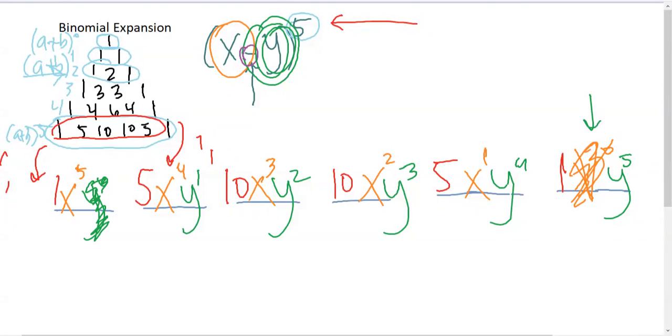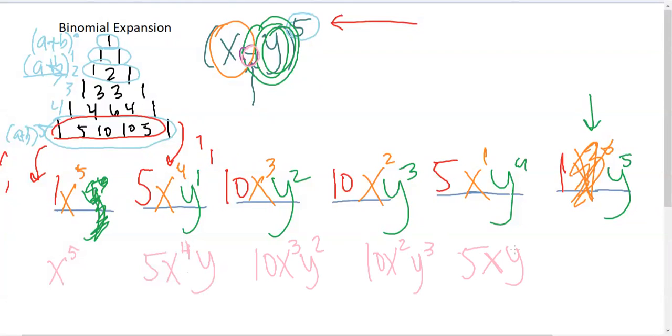And so now we're going to write down all the terms that we have. So we have x to the fifth, and I'll leave a space in between so that I can show you how the subtraction sign plays out. So we have x^5, 5x^4 y, 10x^3 y^2, 10x^2 y^3, 5x y^4, and finally we have just y^5.